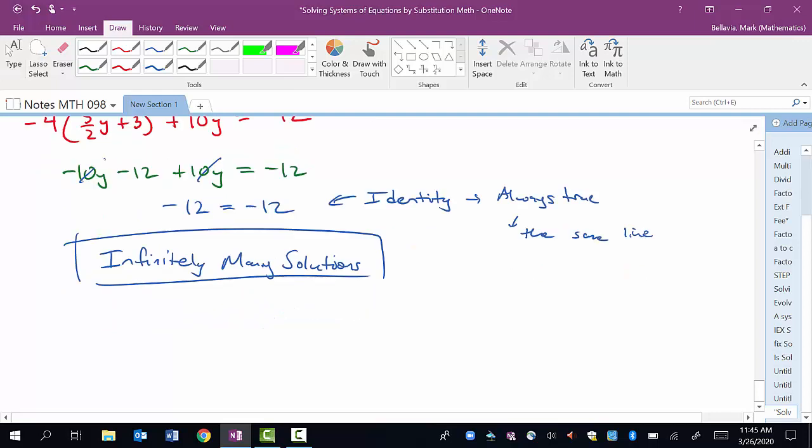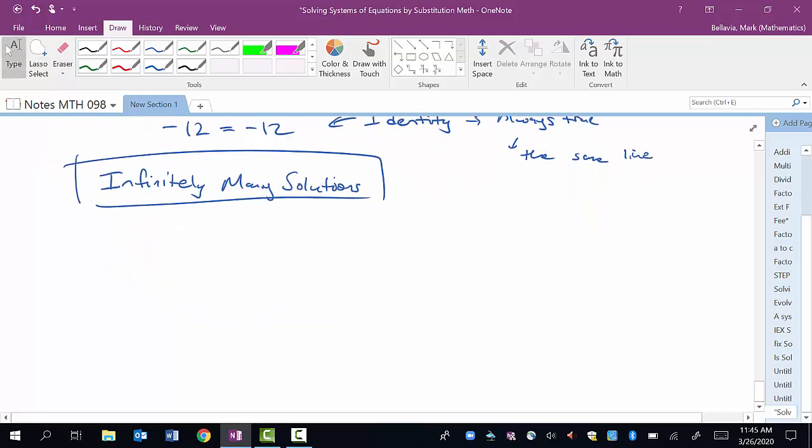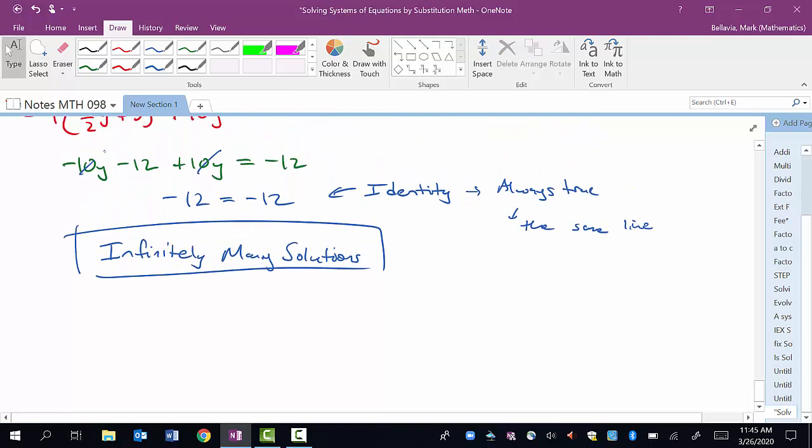So watch out for those special cases, but otherwise, the majority of the time you will be using substitution to solve for one of the variables and then back substituting in to find the other variable. Remember, your solutions are always ordered pairs, x comma y. You need both in there.